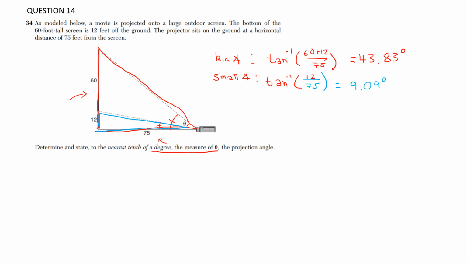9.09 degrees. So simply, we can subtract these two numbers, 43.83. Let's put a few more decimal places on there, just in case. Minus our 9.0902. And then, putting this into our calculator, we get an angle of 34.7405 degrees. But it asks us to round to the nearest tenth of a degree, so this rounds to 34.7 degrees. And that's our final answer.